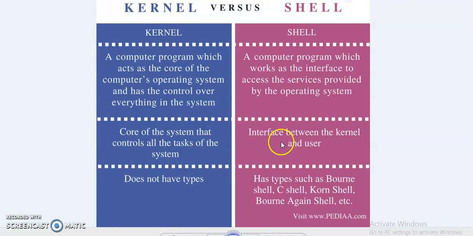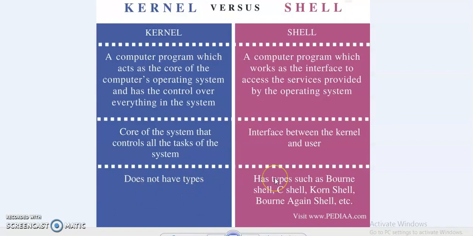And the shell is the interface between the kernel and the user, because the user gives a command to the kernel with the help of a shell, and it does not have any types. It is just one system in Linux which gets the information from the user through the shell and gets it done by all the hardware in the computer.